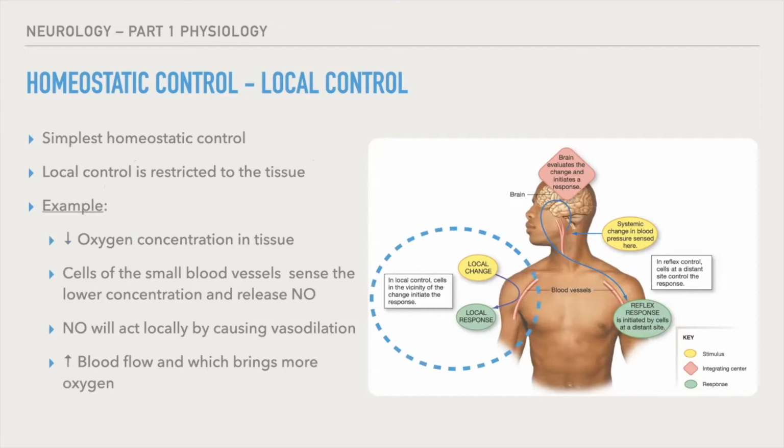So for the local control, like I mentioned before, it's the simplest homeostatic control and is restricted to the tissue. An example to understand this control is when we have a low oxygen concentration in a tissue, and this low concentration will be sensed by the small blood vessels, and they will start to release nitric oxide. The nitric oxide will act locally, and it will cause vasodilation, which will increase the blood flow, and this increase of blood flow will bring more oxygen to the tissue.